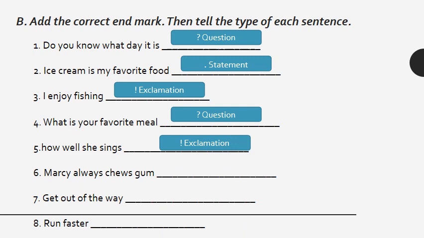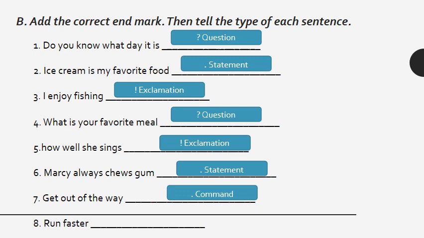Six, Mercy always chews gum. So I'm telling something about Mercy. So it's a statement and it must end with a period. Excellent. Seven, get out of the way. It's like I'm ordering someone to get out, and the sentence starts with the verb. Since I'm ordering, it is a command. And what does the command end with? It ends with a period.